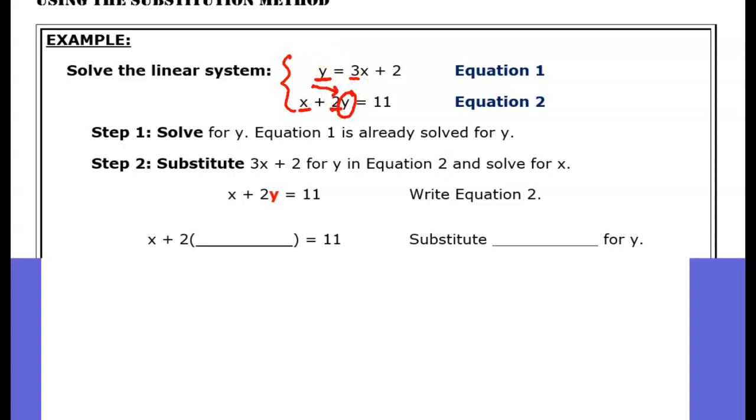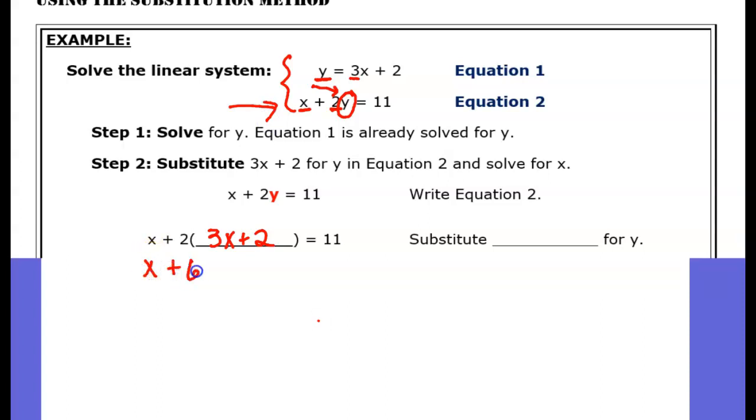Okay, because you're going to look into the second equation, whatever variable you solve for. Now you're going to substitute in this 3x plus 2 for your y. So we have our x plus 2 times, and instead of the y, we're going to say 3x plus 2. And that's going to be equal to 11. So notice now we only have one variable. Once we have one variable, we can solve for it.